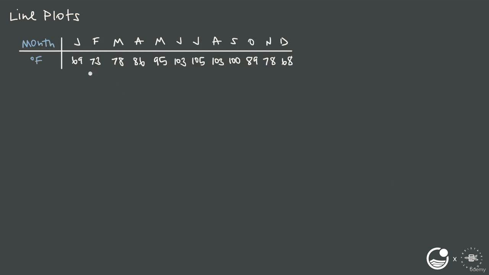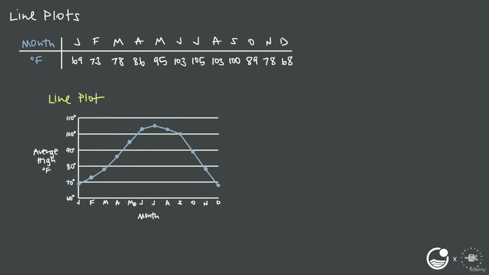So, for instance, if we have the average high temperature in degrees Fahrenheit for each month in a city, then we can display each month along the horizontal axis of our line plot and then sketch in each of these average high temperatures in line with the corresponding month, and our line plot would look something like this. So we have the months along the horizontal axis, and then along the vertical axis, we have this range of temperatures in degrees Fahrenheit, and we can see that here in January, we've plotted 69 degrees Fahrenheit. In February, we've plotted 73 degrees. In March, we've plotted 78 degrees, etc. And once we plot all of those points, we connect them with a line.